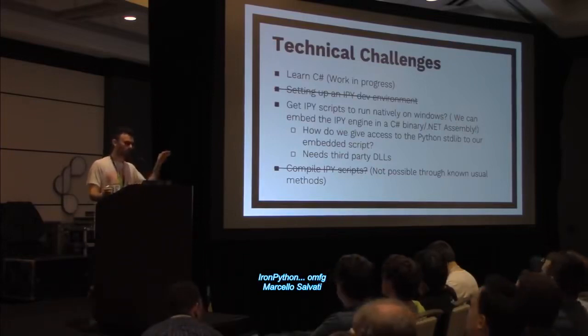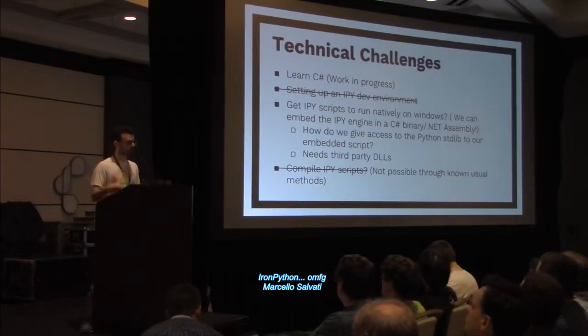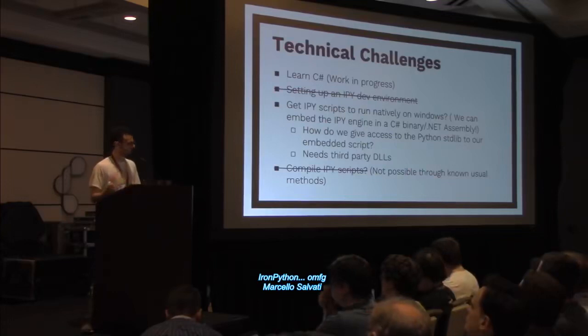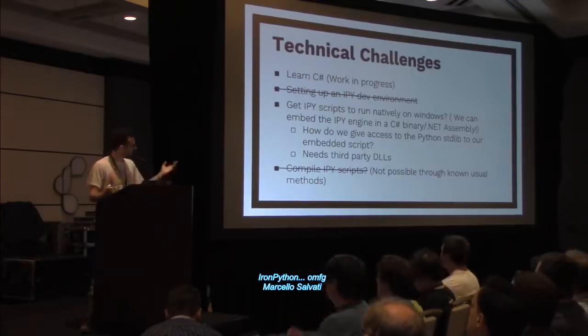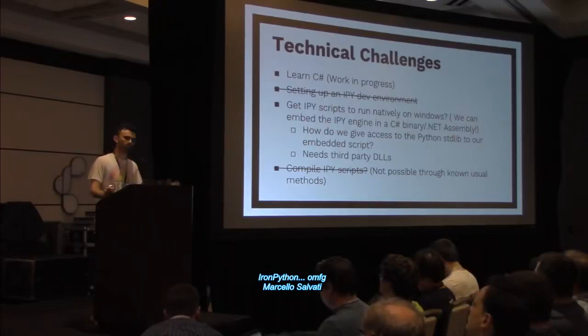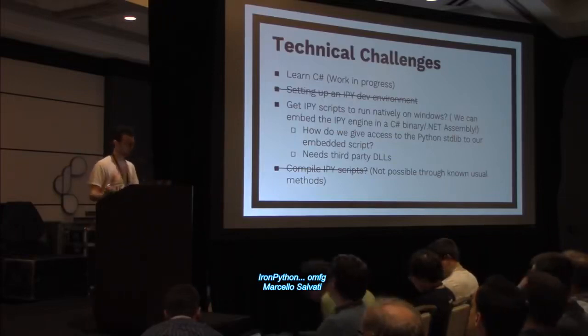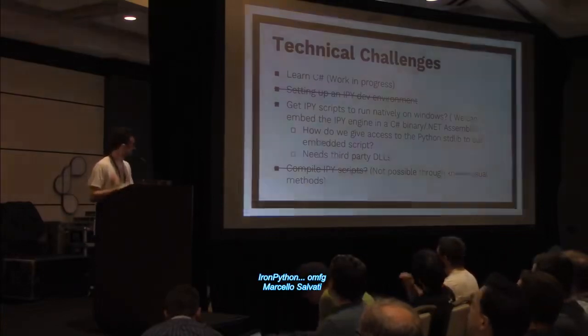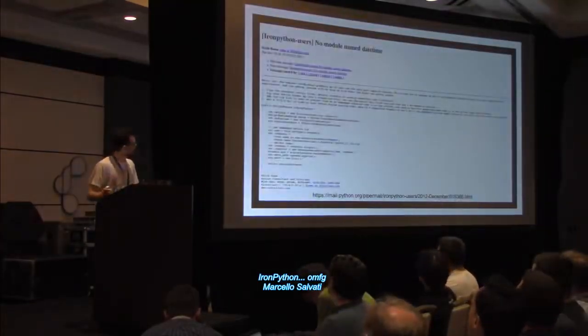And also the second problem was it needs third-party DLLs. The IronPython DLLs and the Microsoft Dynamic Scripting DLLs are not shipped by default on Windows 10. So that was also a problem, and I needed to figure out how to do that. Compiling IronPython scripts turned out to be not possible with the usual tools I was used to, but turns out that's possible as well, and I'll talk about that a little bit later if I have time.